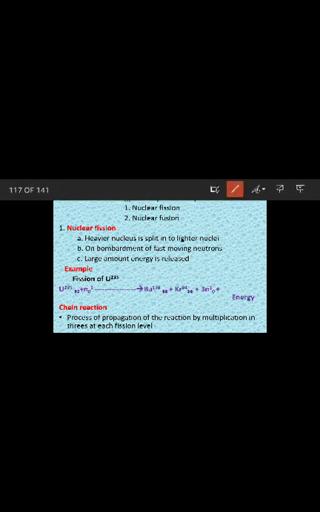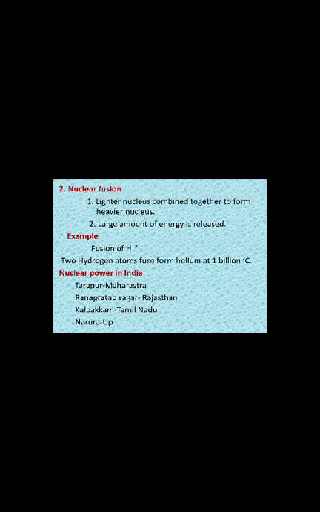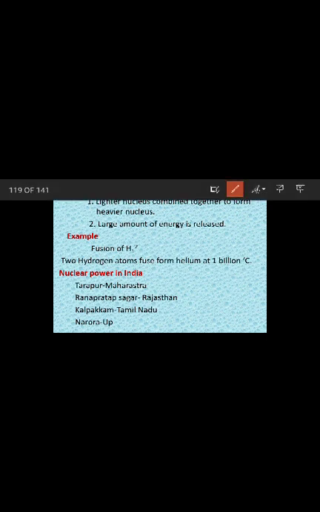The nuclear energy can be produced by nuclear fission reaction and nuclear fusion reaction. Nuclear fission means a heavier nucleus is split into lighter nuclei by bombardment of fast moving neutrons. A large amount of energy is released. If it is the nuclear fusion, lighter nuclei combine together to form a heavier nucleus, which is referred to as nuclear fusion. A large amount of energy is released due to the nuclear fusion.